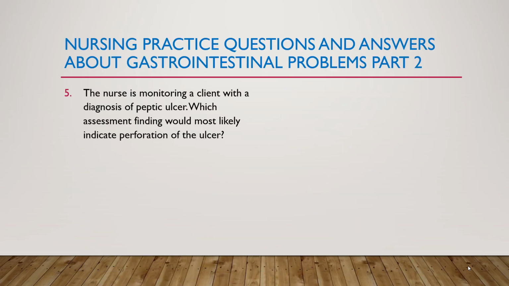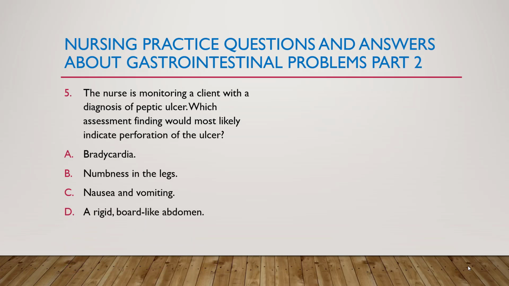Finally, question 5. The nurse is monitoring a client with a diagnosis of peptic ulcer. Which assessment finding will most likely indicate perforation of the ulcer? Option A. Bradycardia. Option B. Numbness in the legs. Option C. Nausea and vomiting. Option D. A rigid, board-like abdomen.